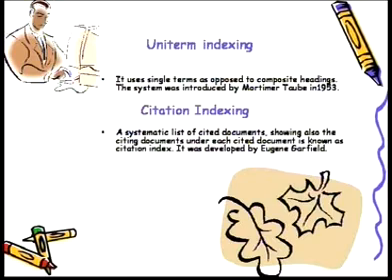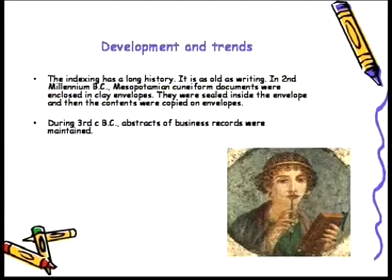Citation indexing is a comparatively new approach of indexing. Here, a systematic list of cited documents, showing also the citing documents under each title document, is known as a citation index. It was developed by Eugene Garfield. Examples of citation indexing are Science Citation Index, Social Science Citation Index, Arts and Humanities Citation Index, etc.